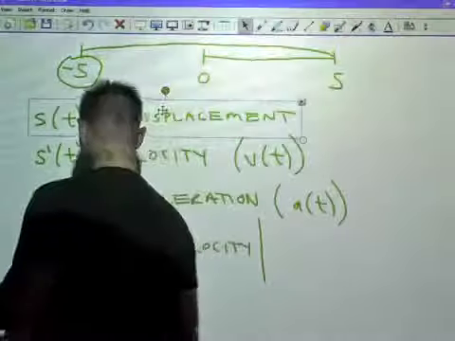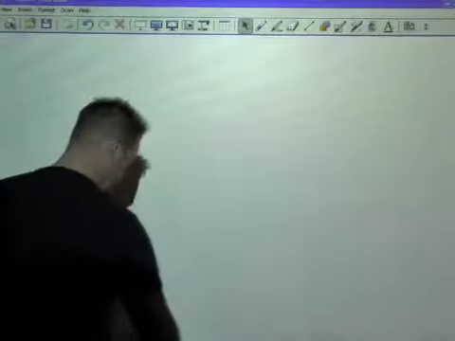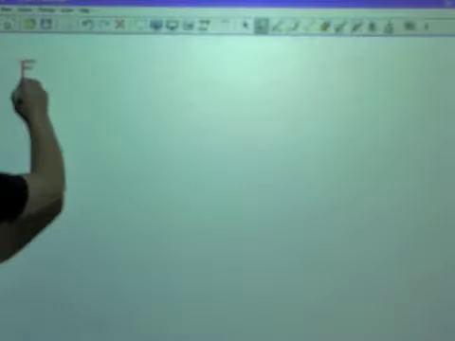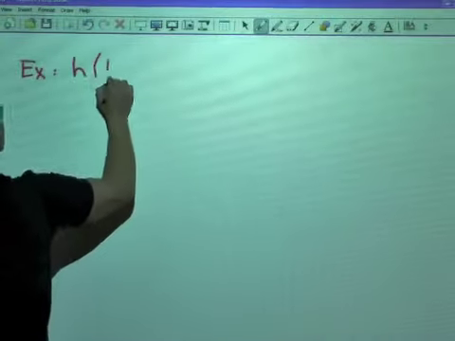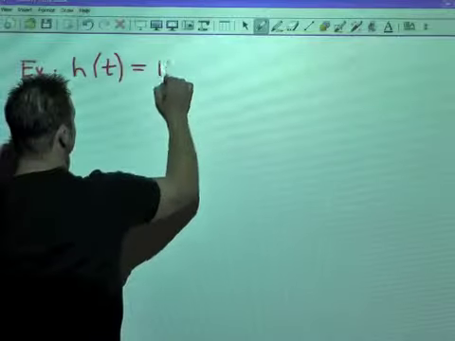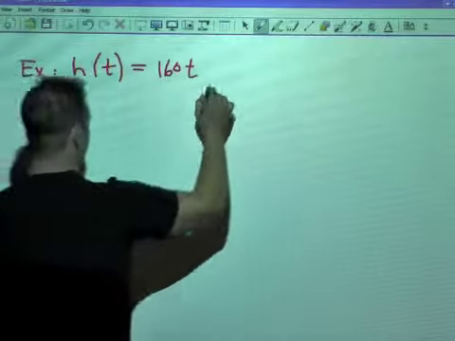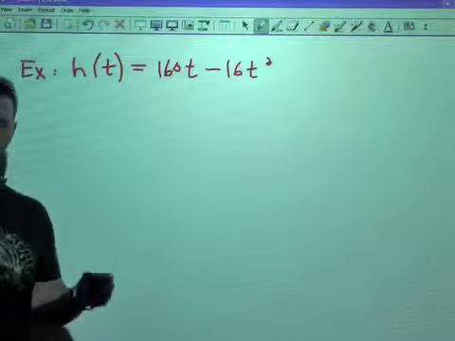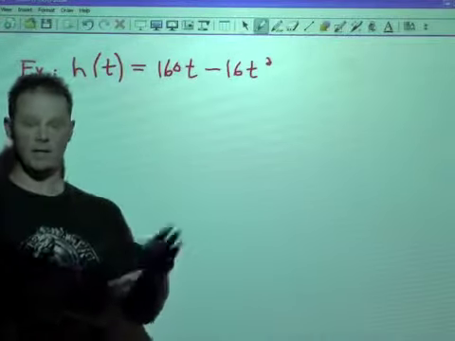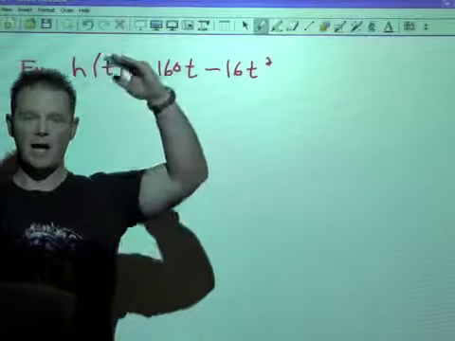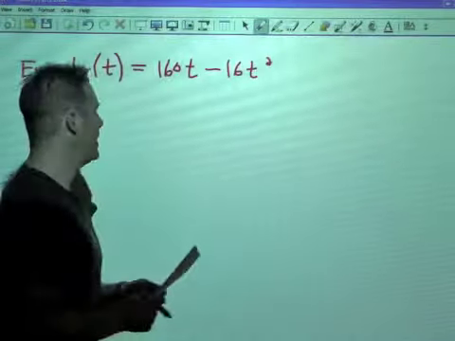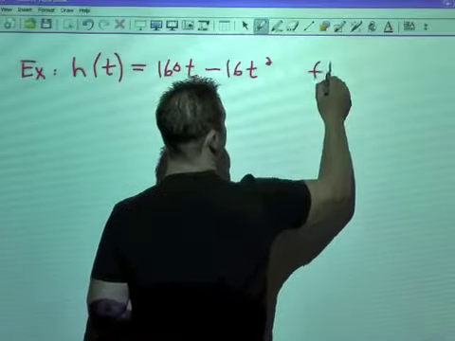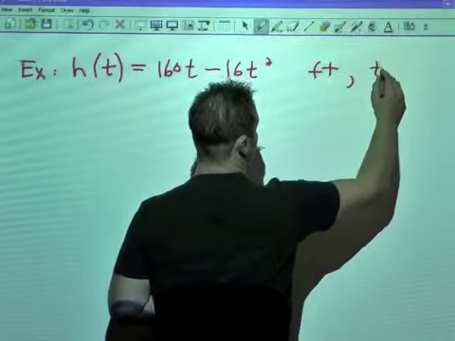Okay, so let's look at some more examples of velocity. Let's say instead of a graph, we're actually given a function. Let's say we're given this function, 160t minus 16t squared. And let's say this function represents the height of a model rocket. So we shoot a model rocket in the air, and this function represents how high it is as a function of time. And let's say that the height is in feet, and t is in seconds.